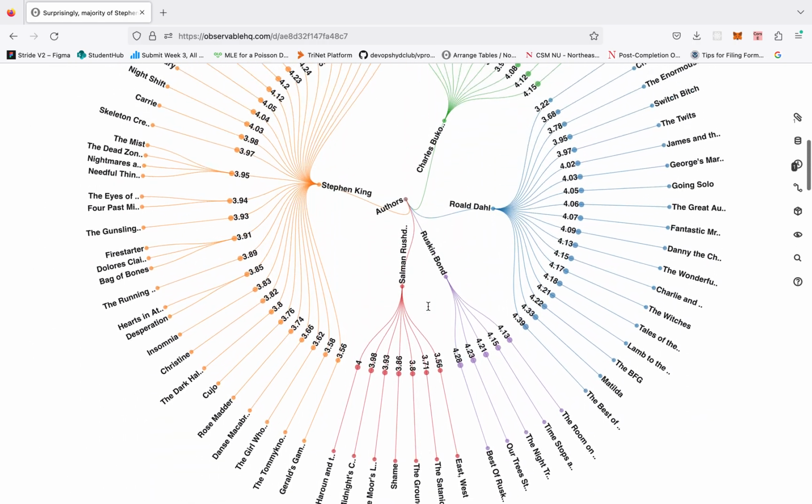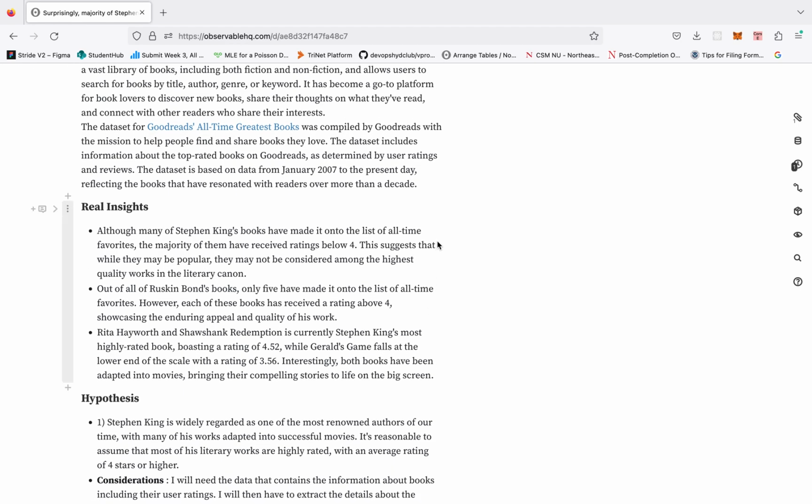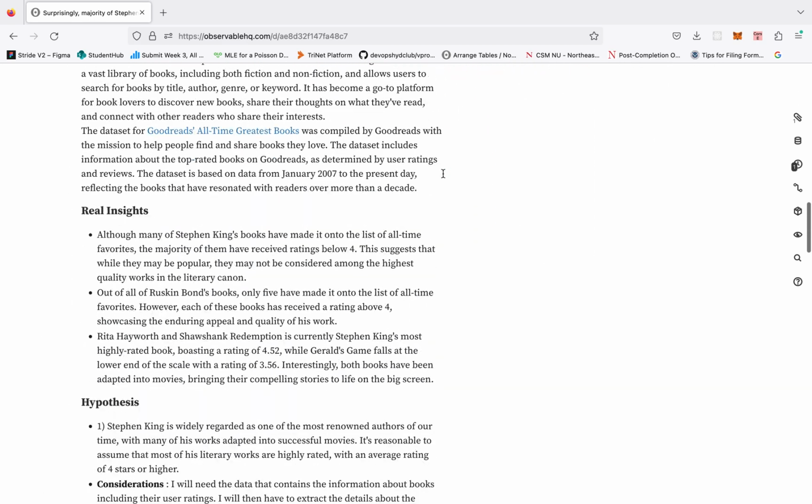And with this graph, I came up with the final insights, or the real insights, as you can say, and also one very interesting insight that I found with this graph. Let me quickly highlight them.